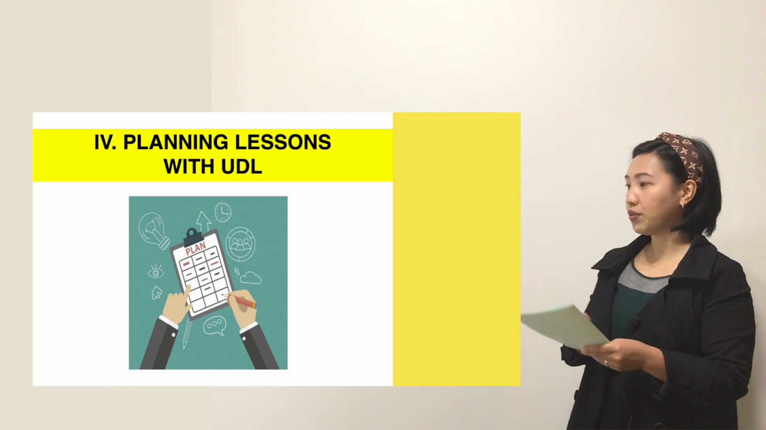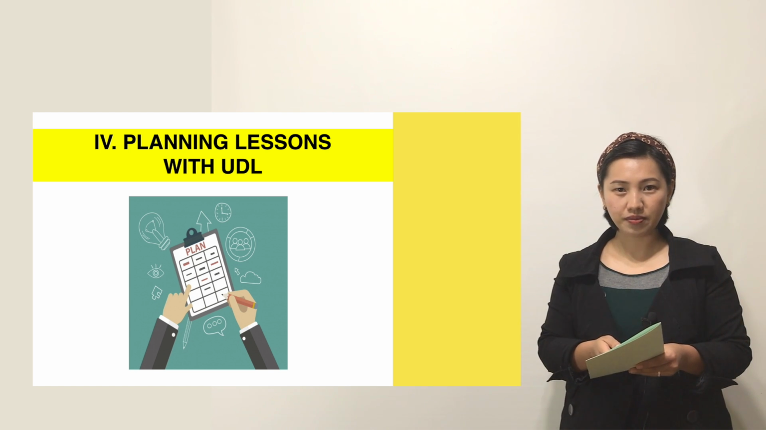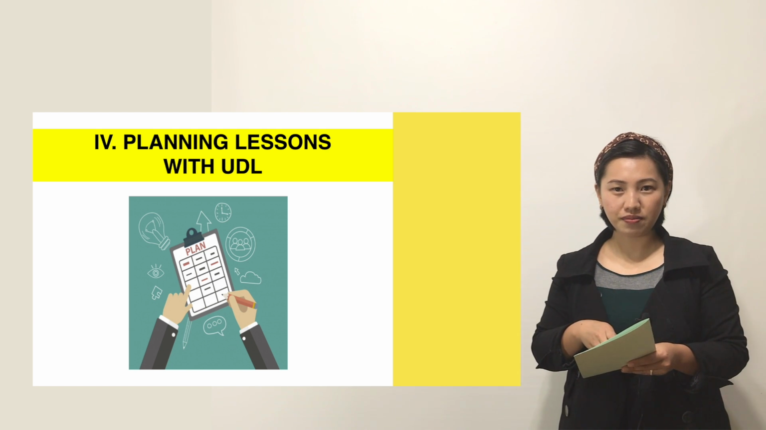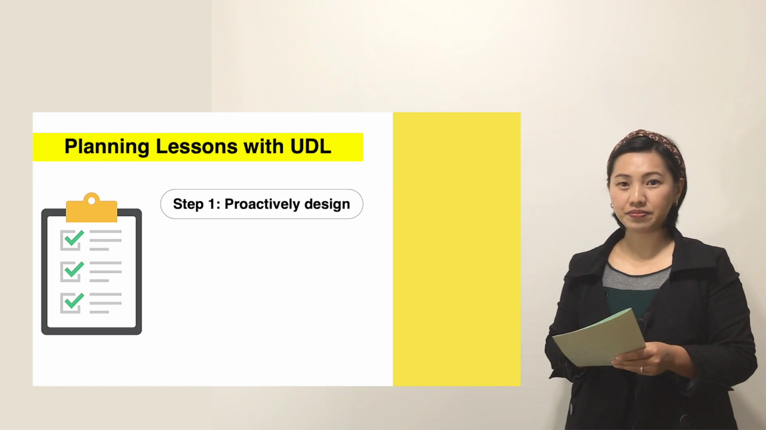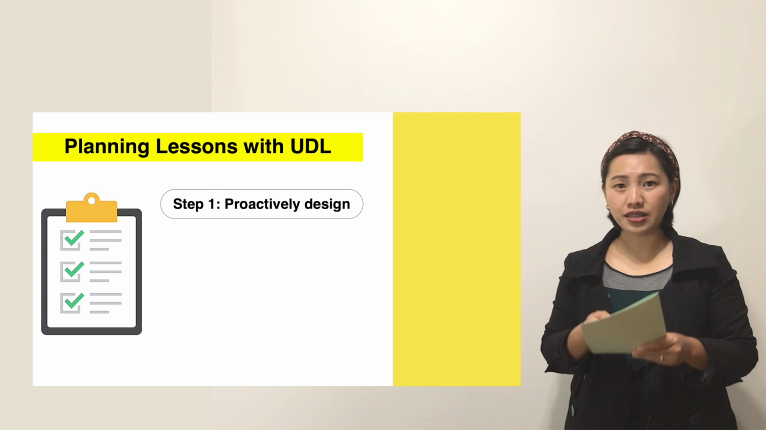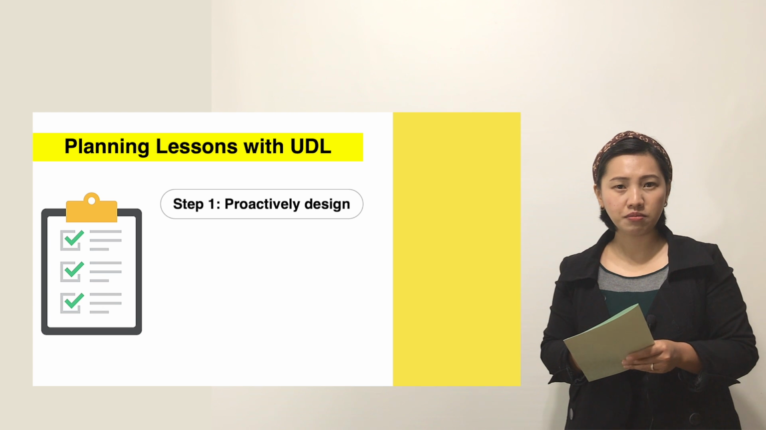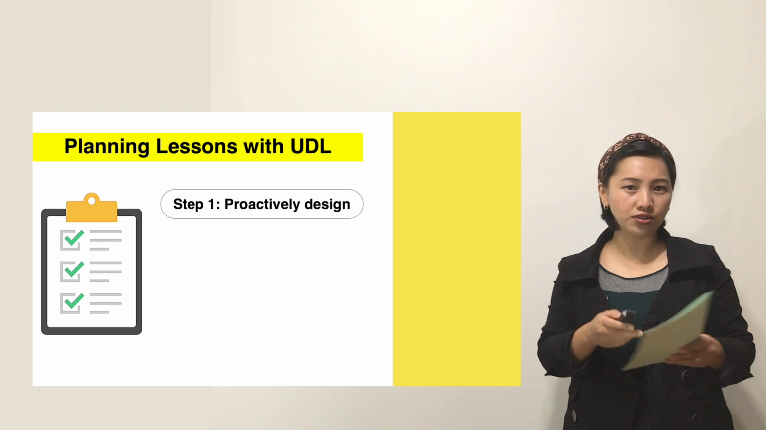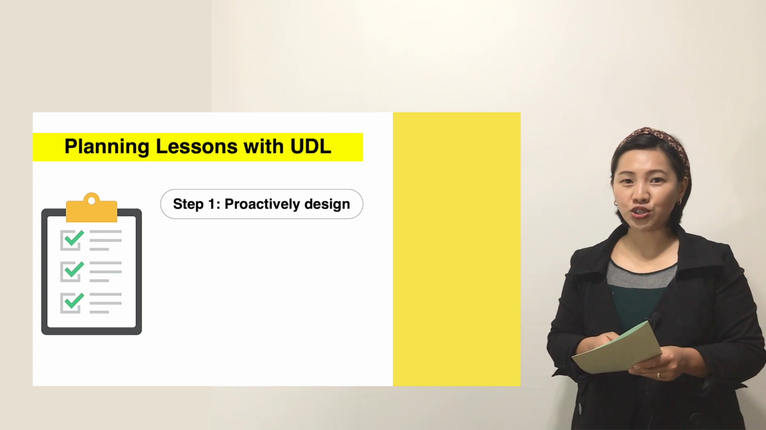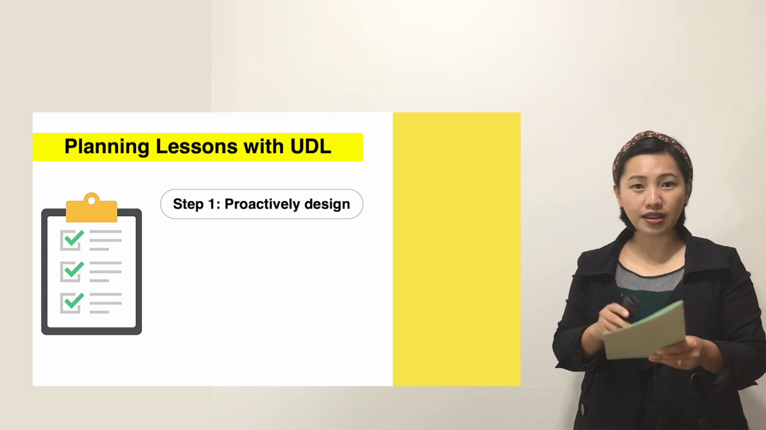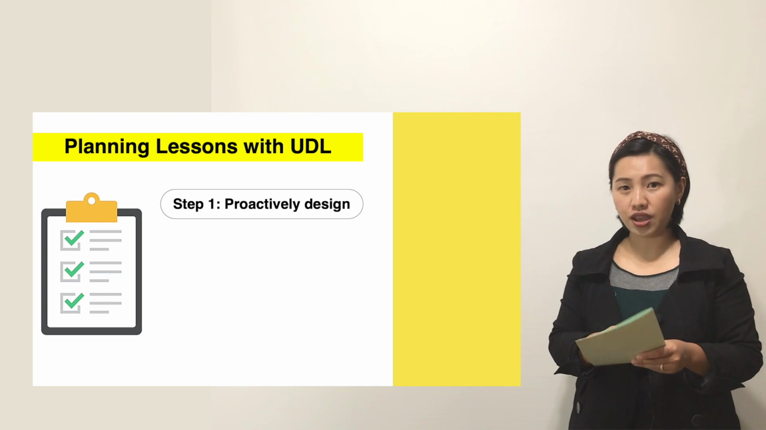So here we have 3 key steps: plan, implement, and evaluate. Plan, implement, and evaluate. Okay? And some guidelines under these steps. Let's see. Step 1, proactively design. What does proactively mean? Pro, active, professional, active. Proactively means taking action before something happens. That is, anticipating and planning for possible challenges along the way.